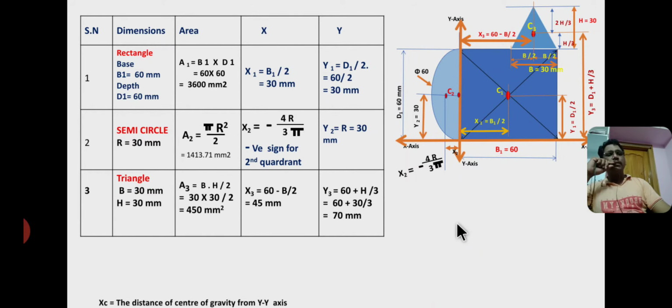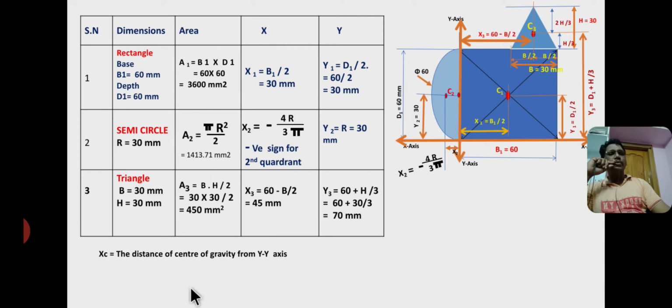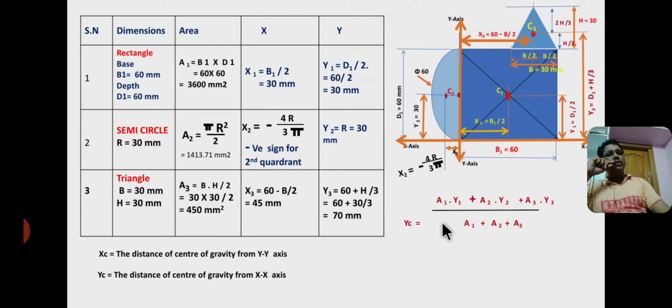From general expression, xc is the distance of centroid or center of gravity from y-axis, and yc is the distance of centroid or center of gravity from x-axis. Now yc equal to a1 y1 plus a2 y2 plus a3 y3 by a1 plus a2 plus a3. Here the given figure is solid section, there is no hollow portions, so I consider solid sections as a positive sign, and the answer is yc equal to 33.29 mm.